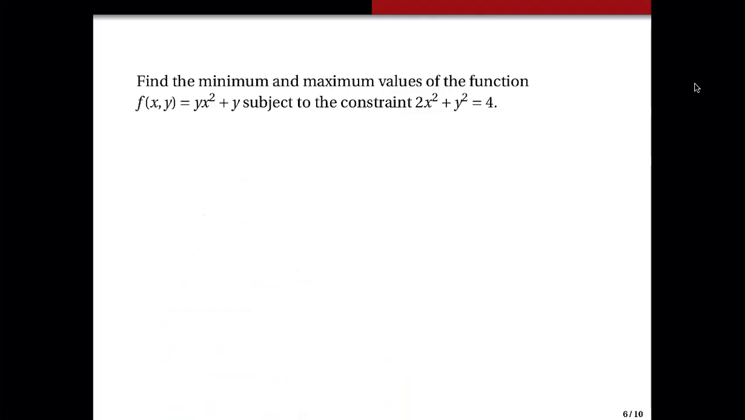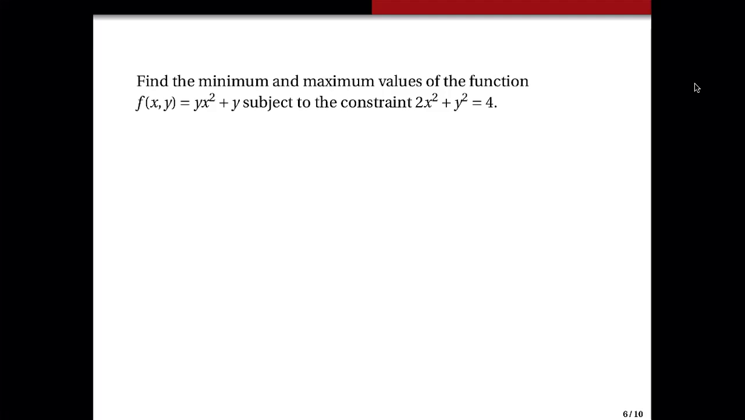Find the minimum and maximum values of the function f(x, y) = yx squared plus y, subject to the constraint 2x squared plus y squared equals 4. You can use any method. Let us use Lagrange multipliers.